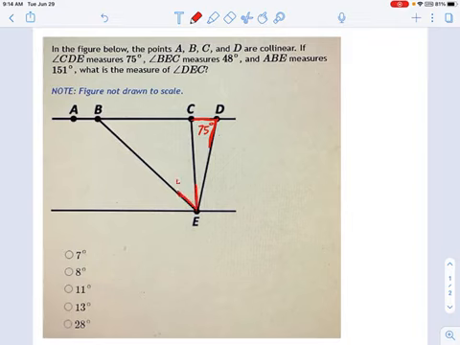That's 48 degrees. And if you're taking a test and you're allowed to write on the paper, I would encourage you to do that because that makes this a lot easier if you can see the numbers written down in a picture. And then ABE measures 151 degrees. So what is ABE? That's this wide open angle. And if you note in the picture, it says figures not drawn to scale. I would keep that in mind when you're doing these sorts of problems.